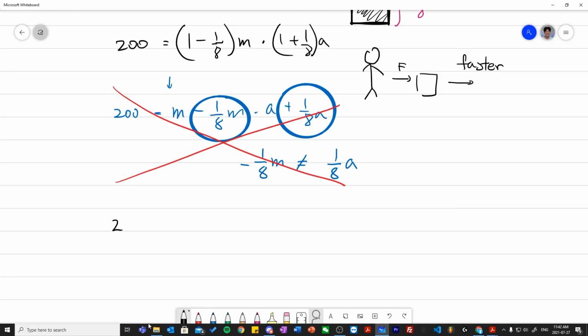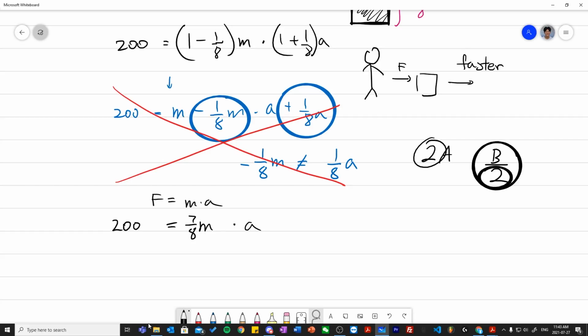So we have originally, maybe I'll write the equation F equals ma, 200 equaling m times a. But now it's 7/8 m. So before, in our example of A and B, I multiplied a coefficient of 2 to B. Therefore, I must divide the number 2 from B. So if I multiply 7/8 onto m, what must I do to a?